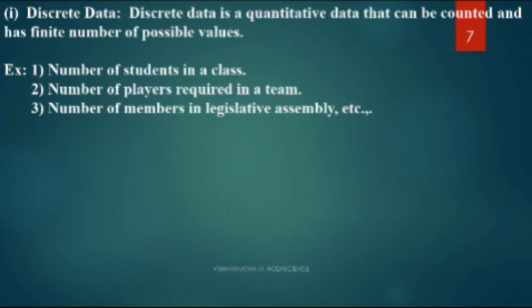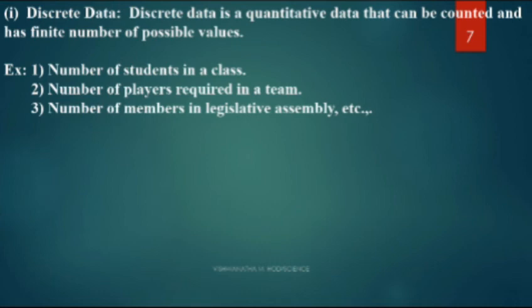For example, the number of students in a class. That is a finite number of students present in the class. And the number of players required in a team. There is not an infinite number of players; it has a finite number of players required for a team. And the number of members in the legislative assembly. For example, the legislative assembly in Karnataka has 225 constituencies. It cannot exceed that, so that's why it has a finite number of counts.